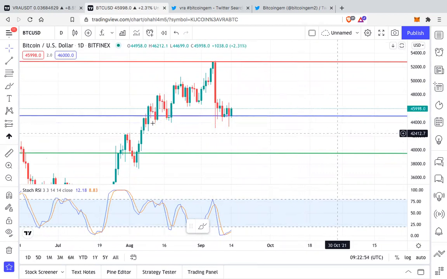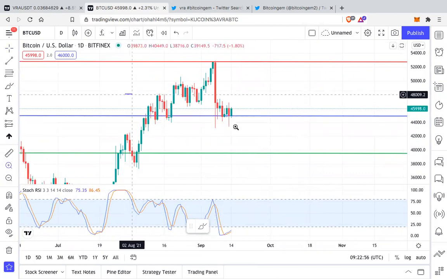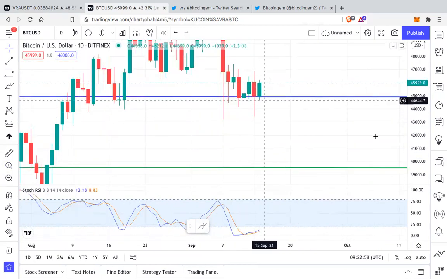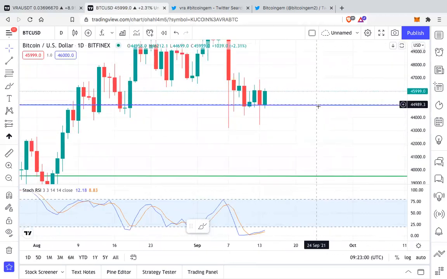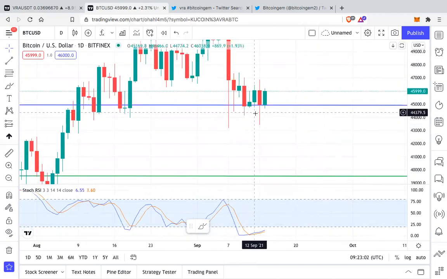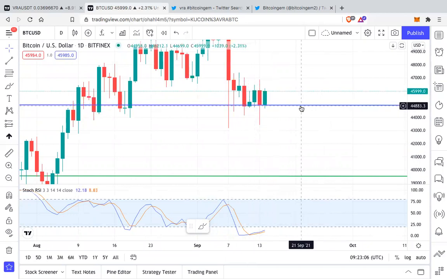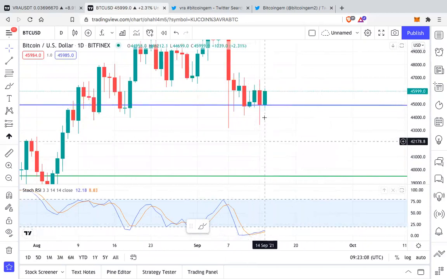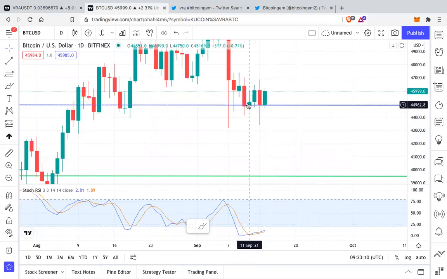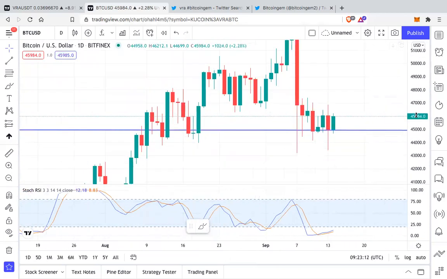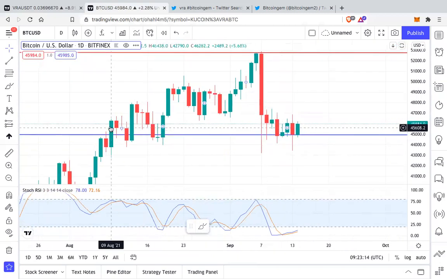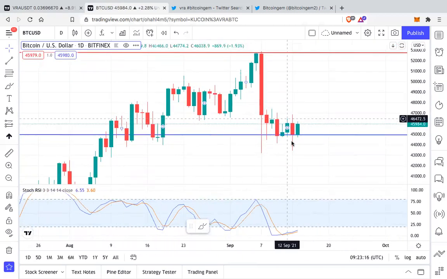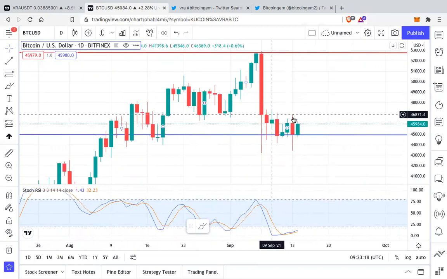Unless and until we are holding it as support, which we are currently, you can see we are getting daily close above this support. There are wicks definitely below, but we have not got any daily close below this, which is bullish, and we are getting a good bounce from here. You can see over here multiple times we are testing this range, and we are holding, creating a new support over here.